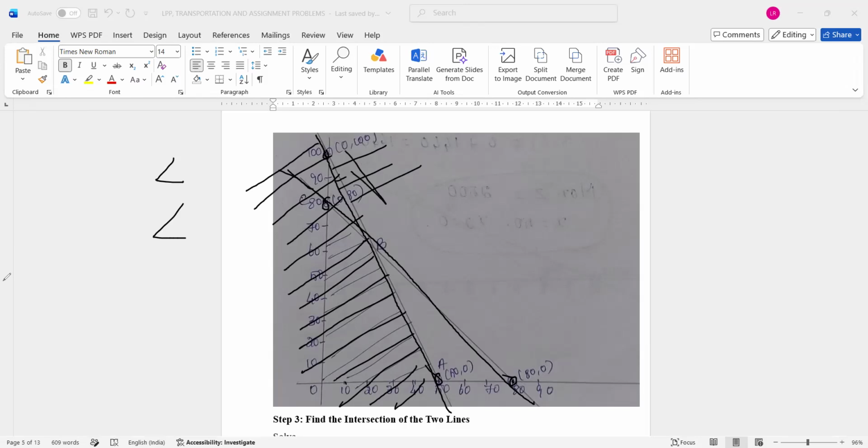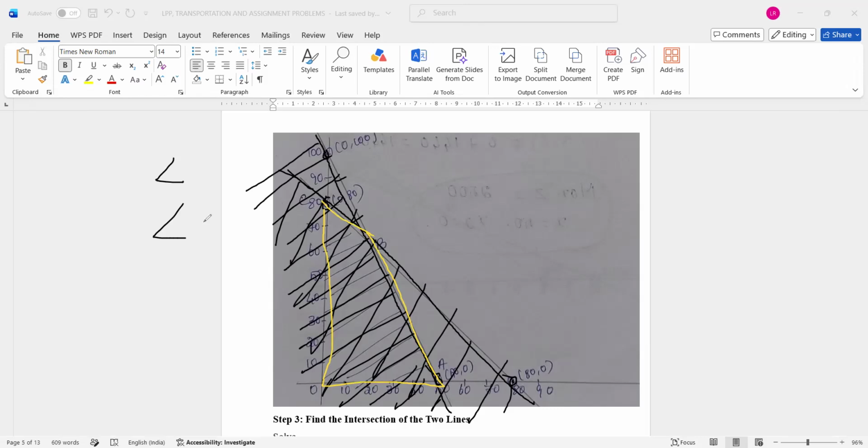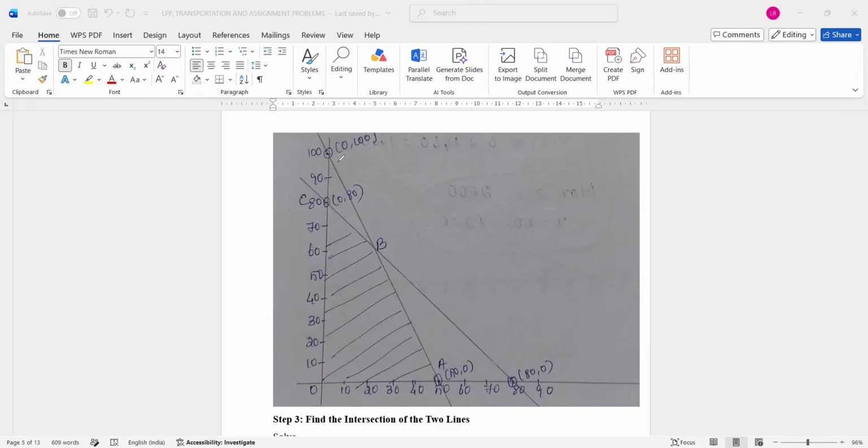Just 1 second, I'll delete the first one. Now we can see this is also inside. This line also inside. So for this one we have to take which one is the common part. So which one is the common part? This is my common part. Okay, so like this we have to find out. First we have to draw this line and this line.